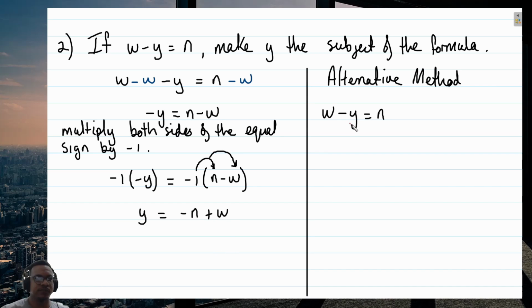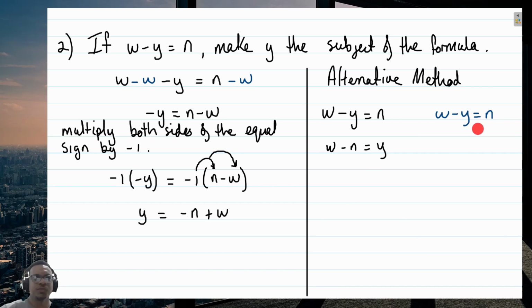So in the alternative method, the easiest thing to do is carry the negative y across, on this side and it will turn to positive, and bring the positive n across on this side and it will turn to negative. So let's see how that will be. So a w remains on this side, the n comes across and turns negative, and the y goes to the other side and turns positive.